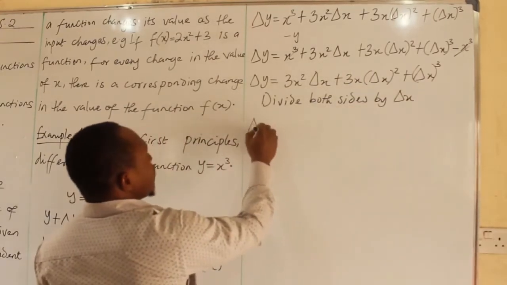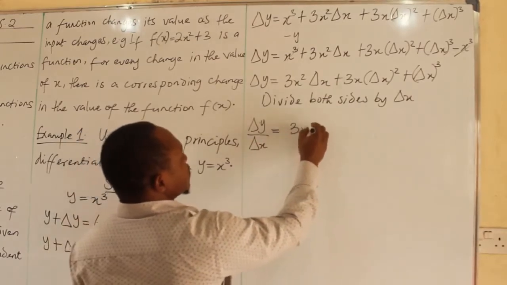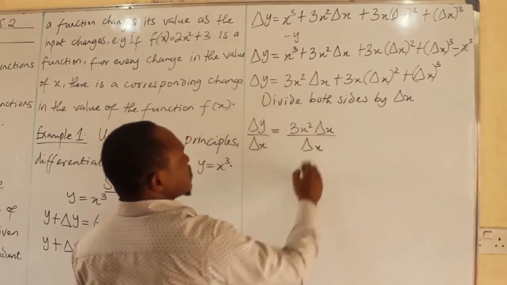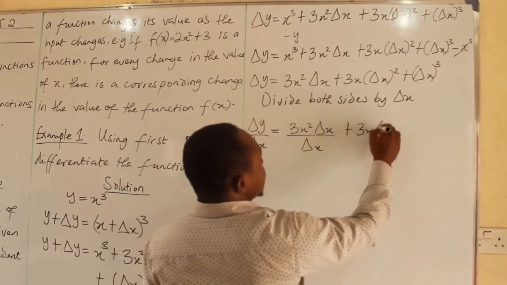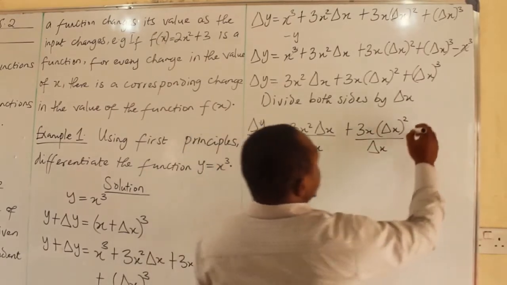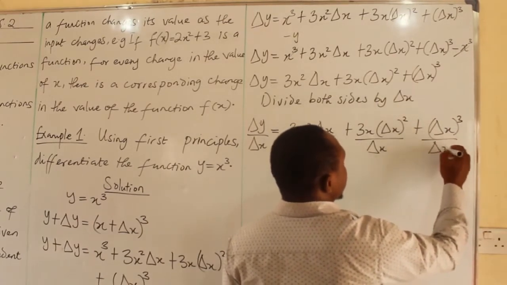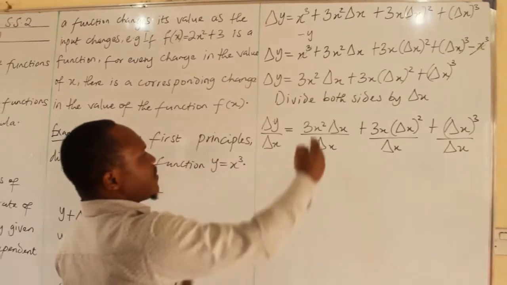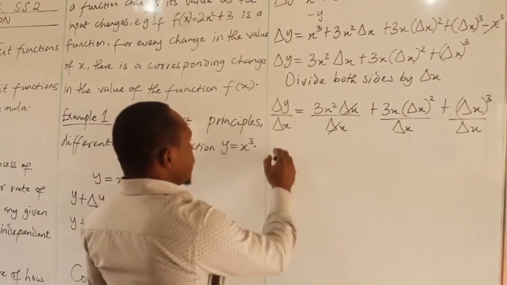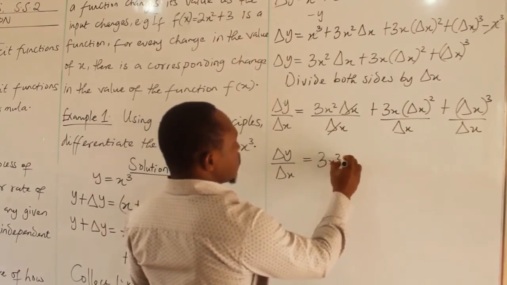We're going to be having delta y divided by delta x will be equal to 3x squared delta x divided by delta x, plus 3x (delta x) all squared divided by delta x, plus (delta x) all cubed divided by delta x. Now, if we divide 3x squared delta x by delta x, we find out that this can easily cancel out. So we're left with delta y divided by delta x equal to 3x squared.